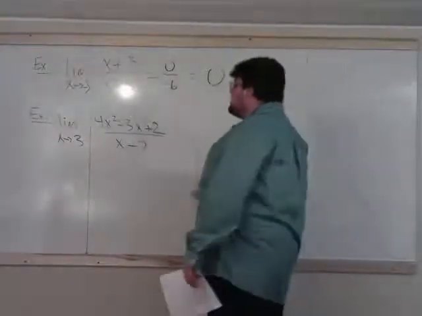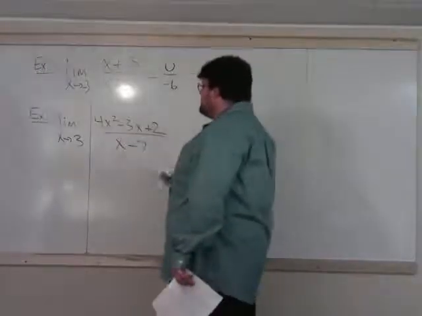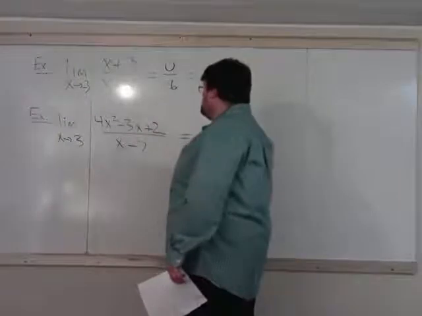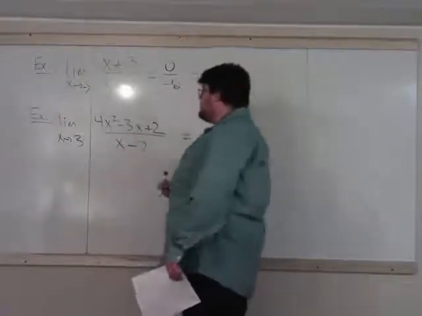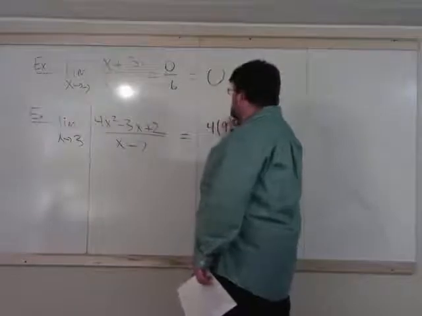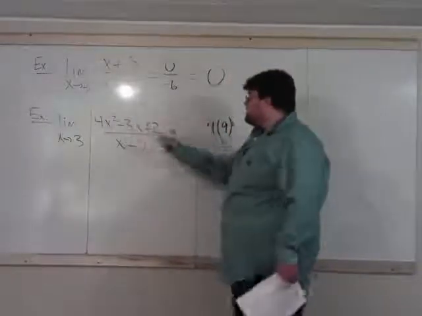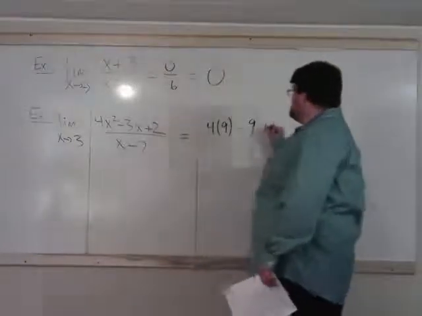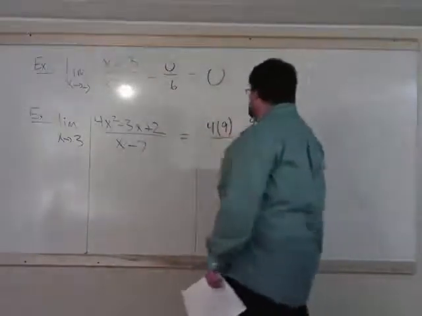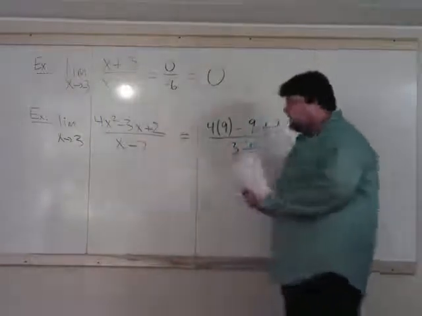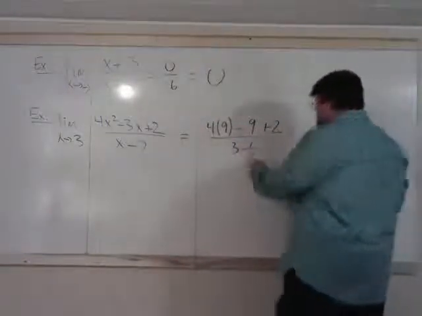Let's try this next one. Again, let's hope direct substitution works. Well, with direct substitution, what do we get? 4 times 9 minus another 9 plus 2. Okay, that's some number on top. What do we get on the bottom? 3 and negative 7, which makes negative 4.